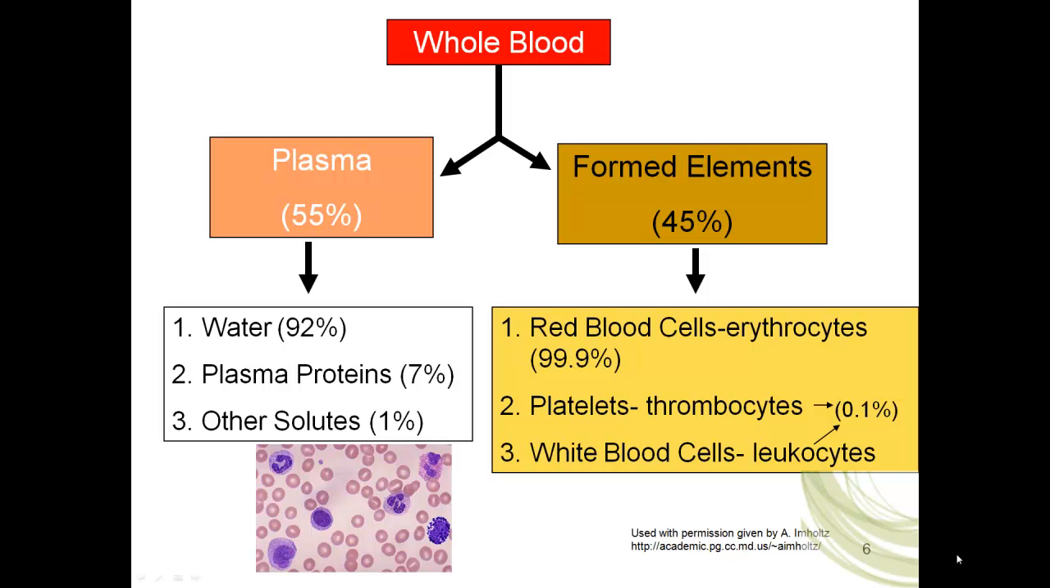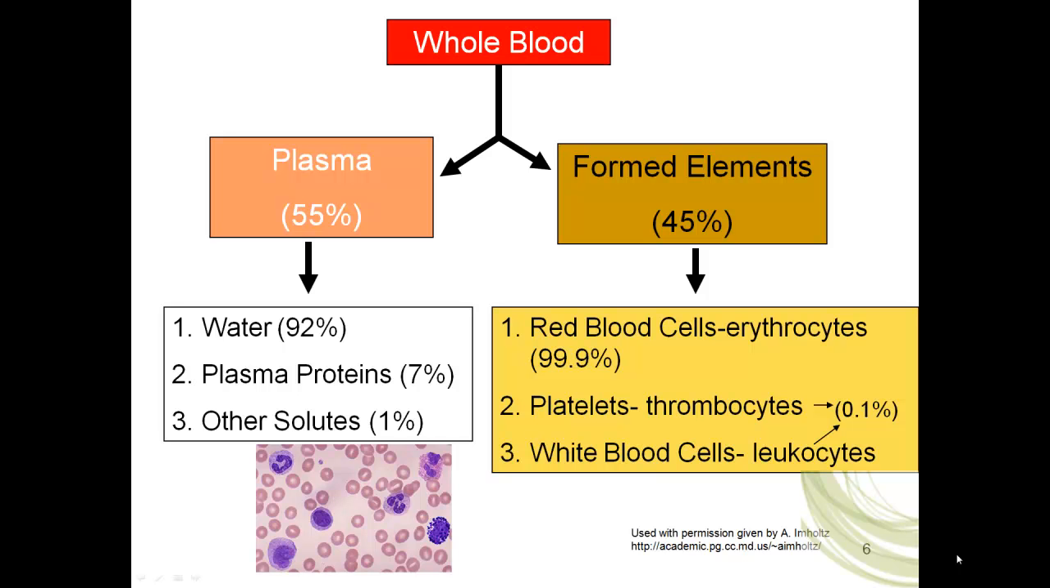And if you look at the yellow text box of the formed elements, the most abundant formed element, like I said in the previous slide, is the red blood cell, also known as the erythrocyte. The platelets or thrombocytes and the white blood cells, all of the white blood cells, the B cells, the T cells, eosinophils, basophils, macrophages, all of that consists of less than 0.1%.